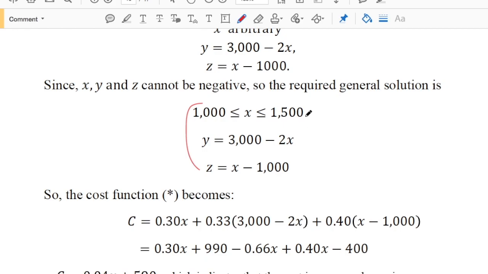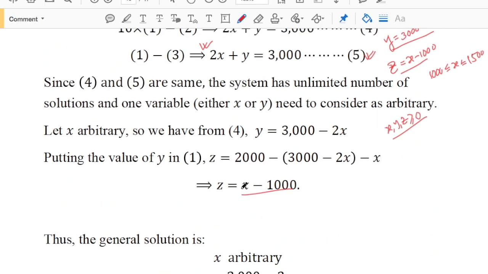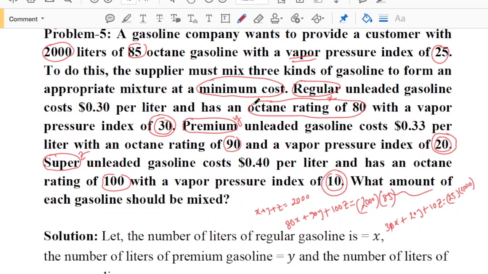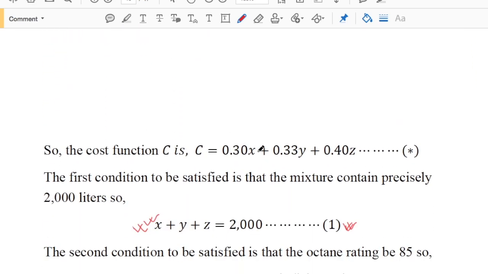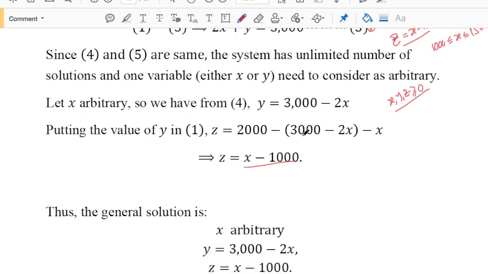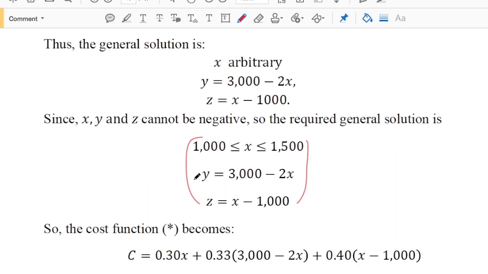But in order to make the cost minimum, we need to find the cost equation. What will the cost equation be? From the question you see the regular one is $0.3 per liter. So the total cost will be 0.3x plus 0.33y plus 0.4z. That is your cost function, C equals 0.3x plus 0.33y plus 0.4z. Now you know y and z. Y is equal to this and z is equal to this.